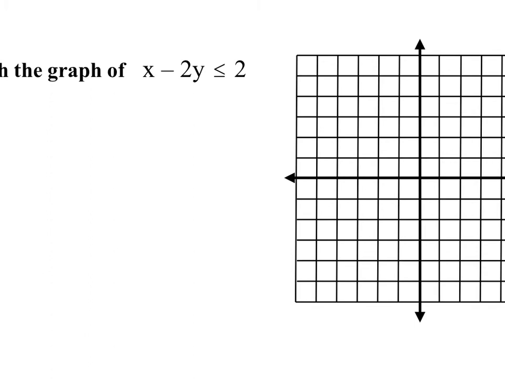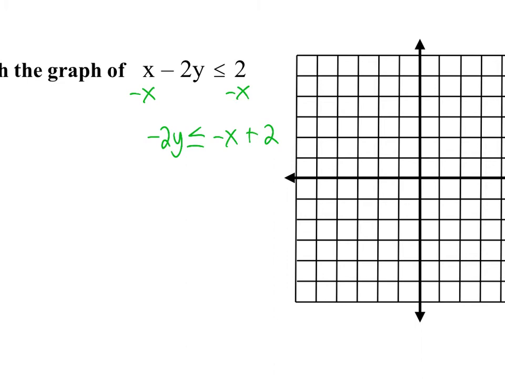So for this one, we need to get y by itself. First of all, is y by itself or no? No, so we need to get y by itself. How do we get that negative 2y by itself here? Well, I'm going to subtract x from both sides. So I'm going to have negative 2y is less than or equal to negative x plus 2.